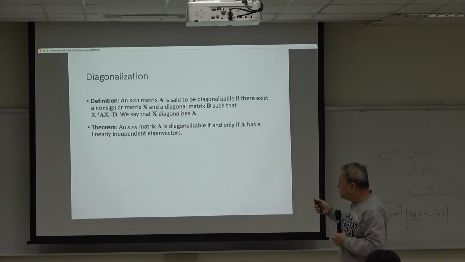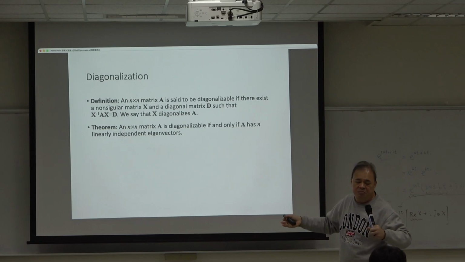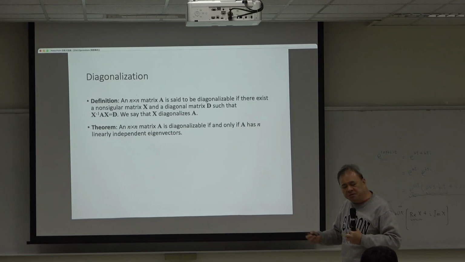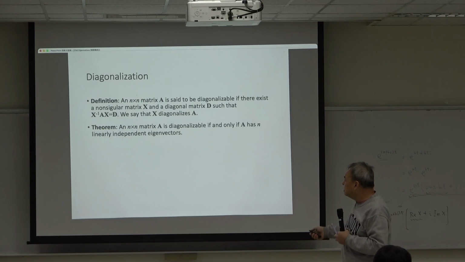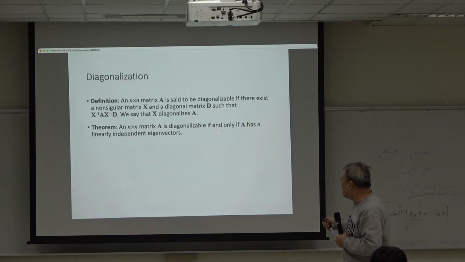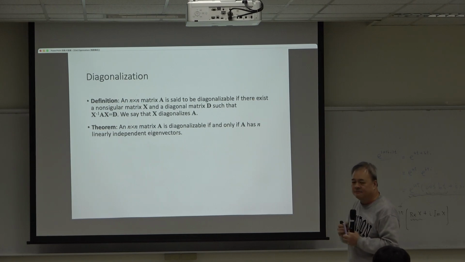After we have this definition, we do not need to prove the definition, we know, right? But immediately we have a theorem, okay? An n by n matrix A is diagonalizable if and only if A has n linearly independent eigenvectors.